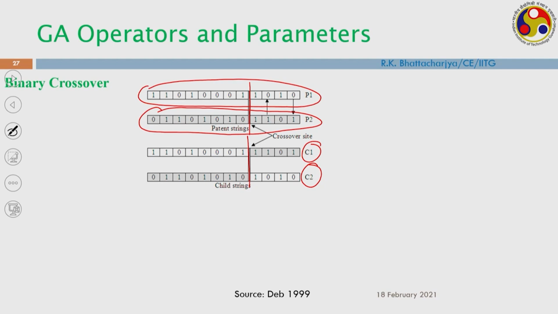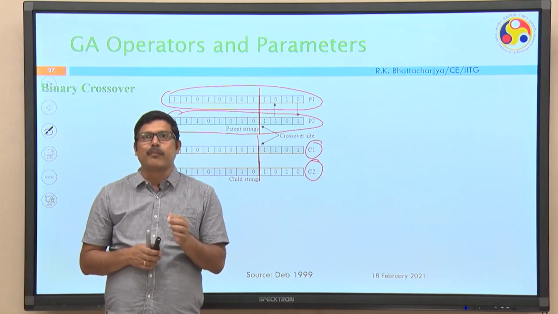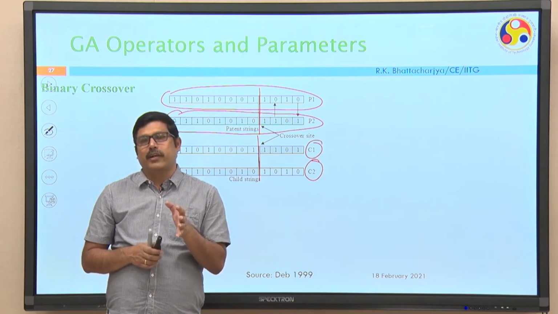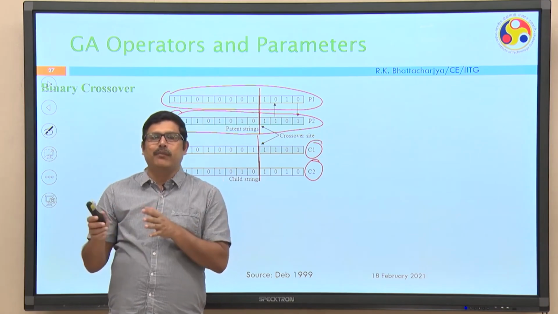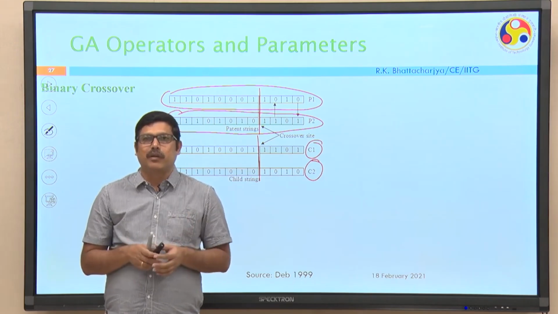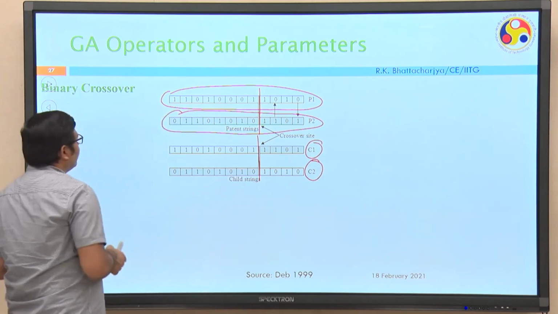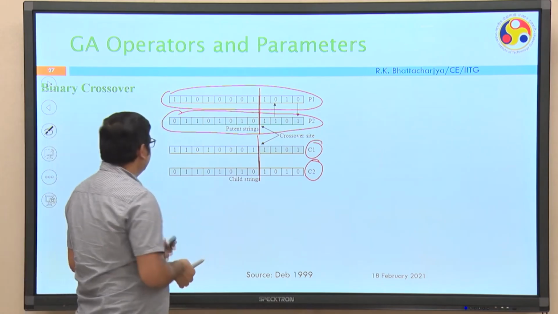So, what we are doing here is converting the solution to binary bits, and then we are selecting a crossover site, and this crossover site is also selected randomly. Okay. It is selected randomly between 1 and n minus 1, where n is the number of bits. After that, you are exchanging the gene information.